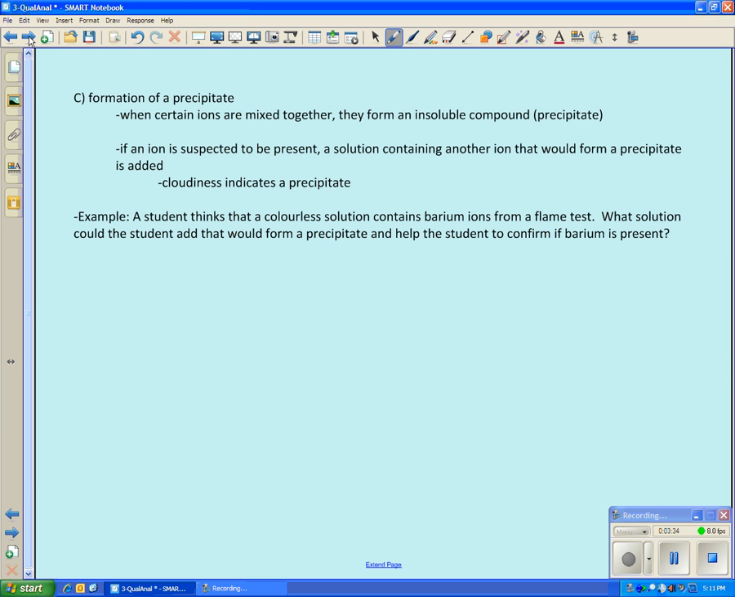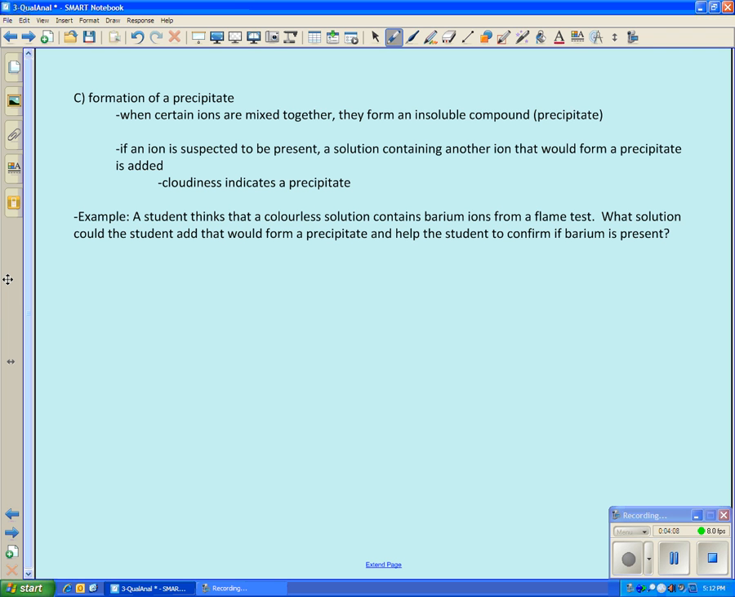A third way that you can help distinguish what's in a solution is to form a precipitate. When certain ions are mixed together, they form insoluble compounds or precipitates. And this is the chart that's on the top of page 6 in your data booklet. You've already used it before to help figure out states during reactions. If an ion is suspected to be present, a solution containing another ion that would form a precipitate is added to it. And if we see any cloudiness, that means that a precipitate has formed.